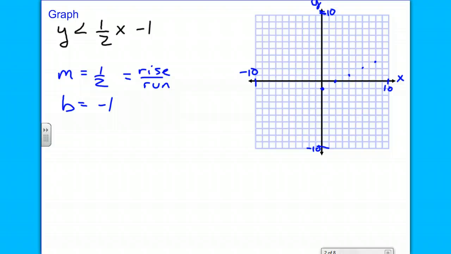Yes. Okay. The problem is, as we look at this inequality, y does not equal this line. Do you see that? There's no equal sign underneath that less than sign. So the points on this line are not solutions to the inequality. So we do need to draw a line, but we need to draw a line that shows that the points are not solutions on that line. So can anybody think of what type of line we could draw that shows that the points on it are not solutions?